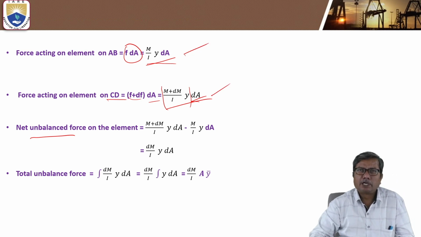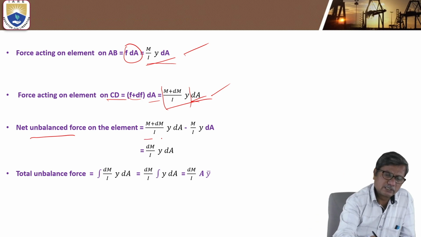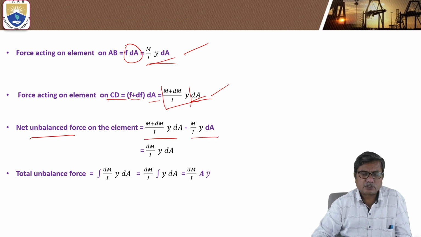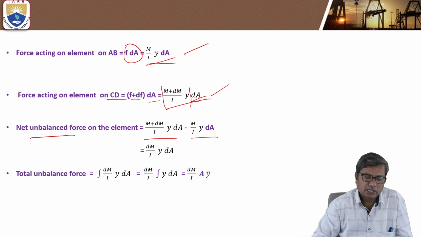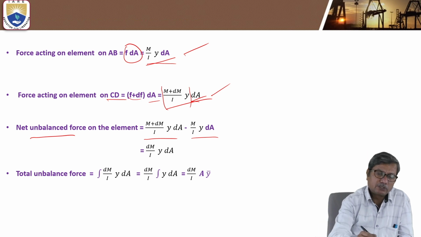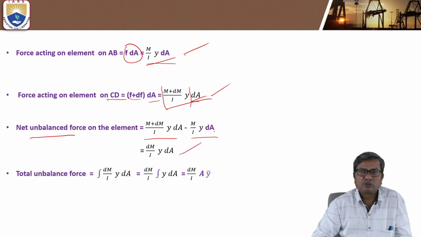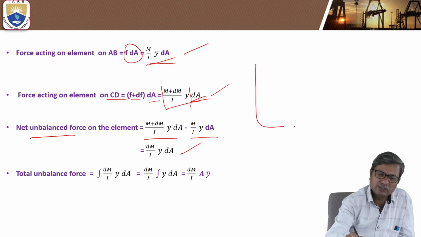The unbalanced force due to changing bending moment is given as the difference of these two forces: (M plus dM) by I into Y dA minus M by I into Y dA. So this comes out to be dM by I into Y dA. This is the unbalanced force on one of the elementary cylinders in the shaded area, lying at distance Y.